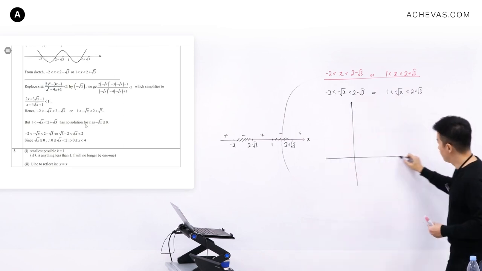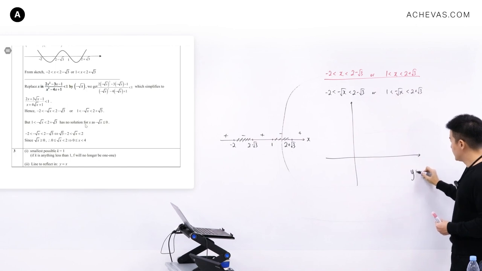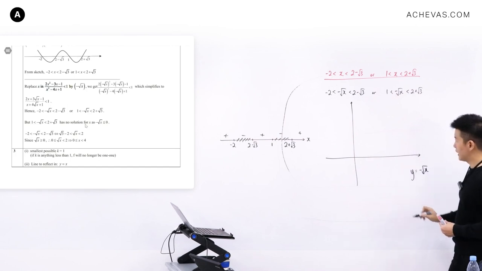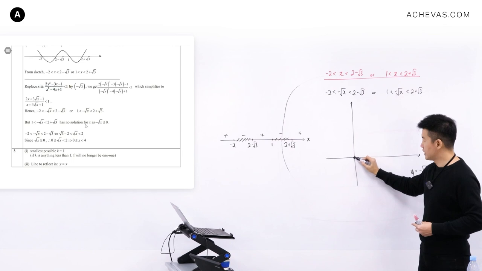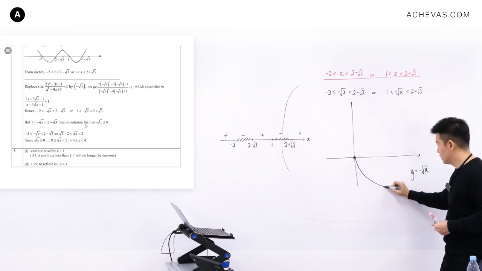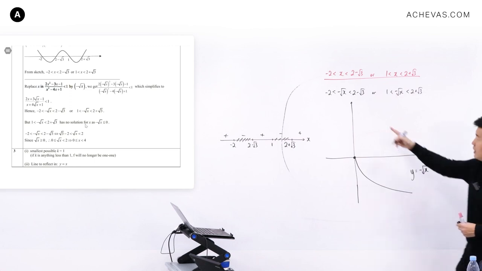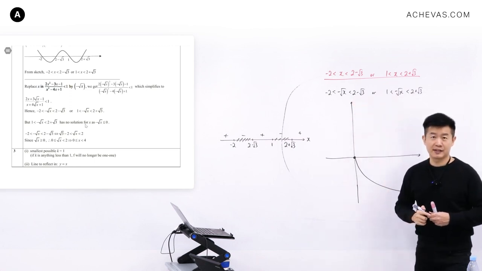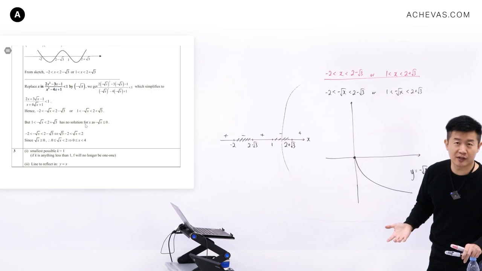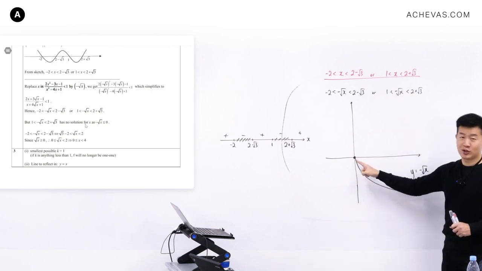I'm going to sketch the graph of y is equal to negative square root of x. And that graph looks like this. Okay, the graph of y is equal to negative square root of x. You can even use your graphing calculator, but I have to add in this solid dot myself.